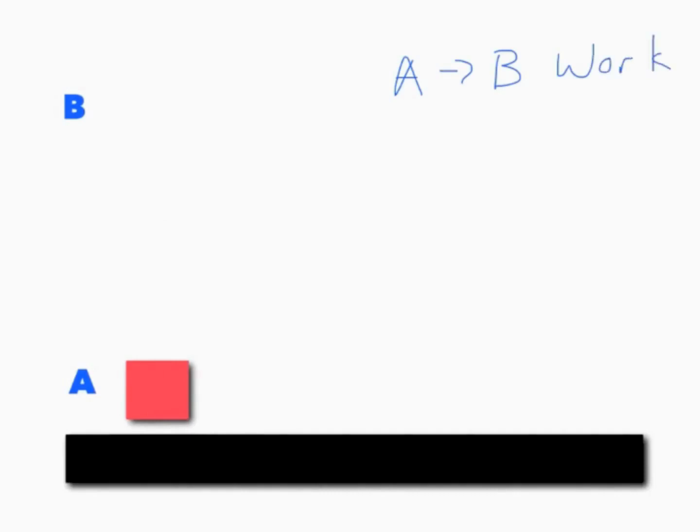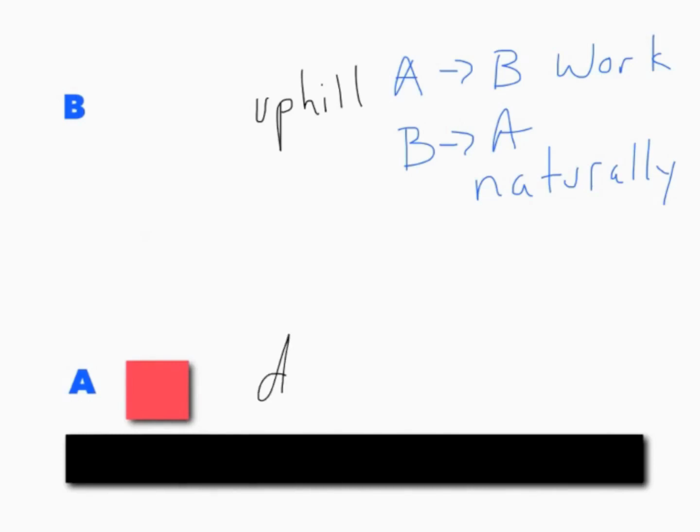So we could say that A to B requires work, whereas B to A is just natural. Things naturally go from a high energy state to a low energy state, but they require work to go from a low energy state to a high energy state. So let's think of A to B as uphill, B to A as downhill. All right, so let's lift the box from A to B again. It falls from B to A. And if we lift the box from A to B, we've done work, we've made it go uphill, and then if it falls from B down to A, it's gone downhill.